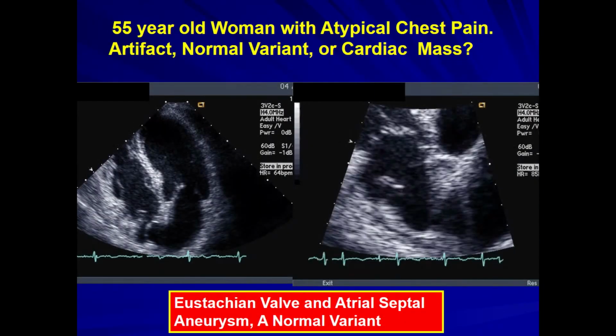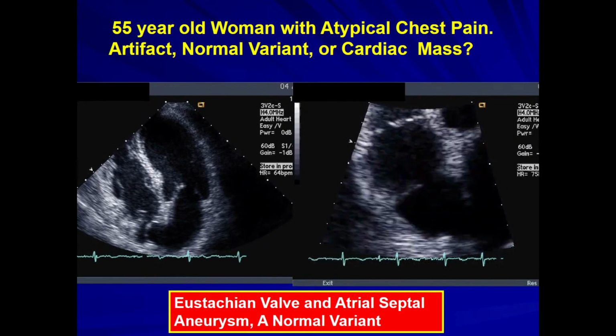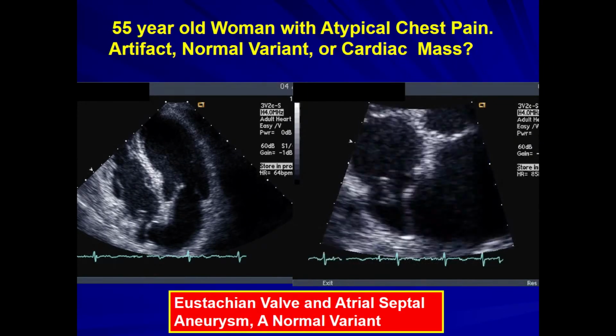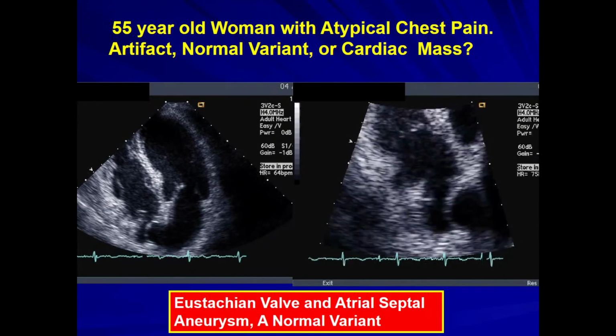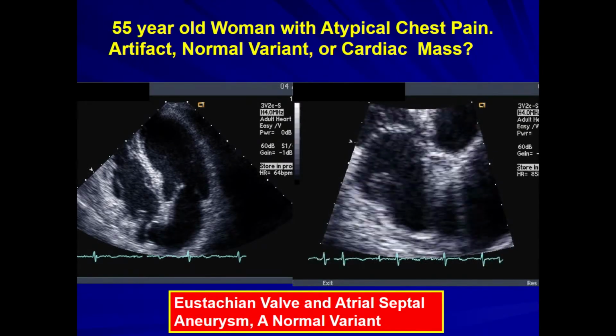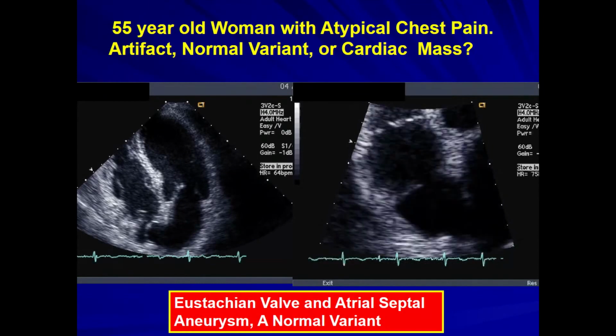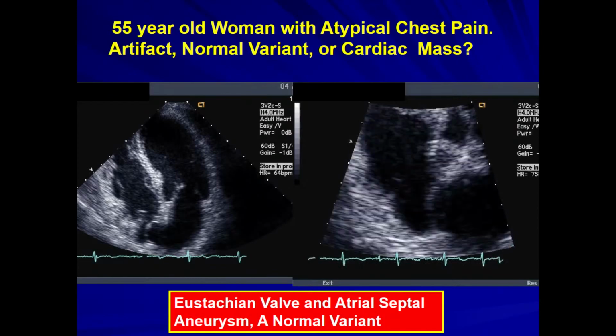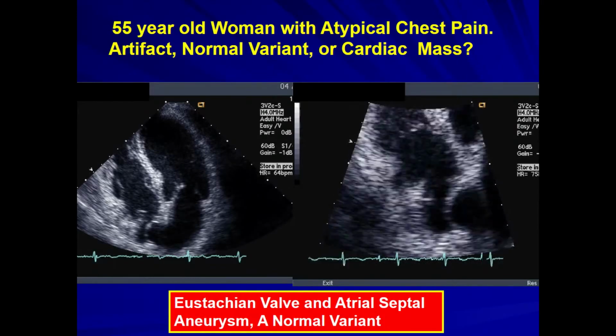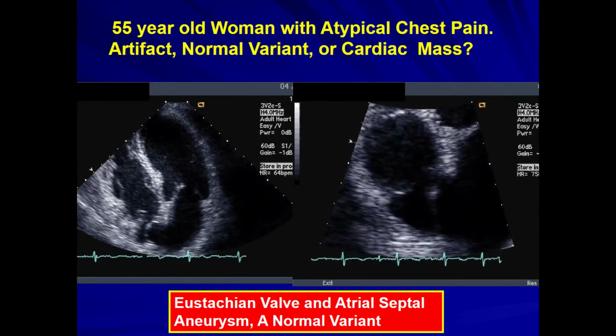So this is a woman who presented with atypical chest pain and got an echo just for that reason. And you can see that she has a very mobile mass there in the right atrium, and you can see the intraatrial septum is also very mobile. So this is a very classic example of a eustachian valve and an atrial septal aneurysm, both normal variants.